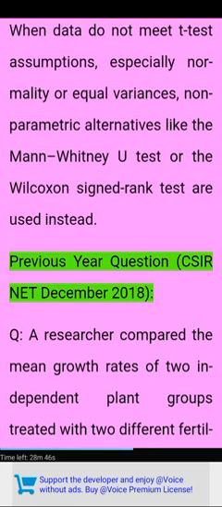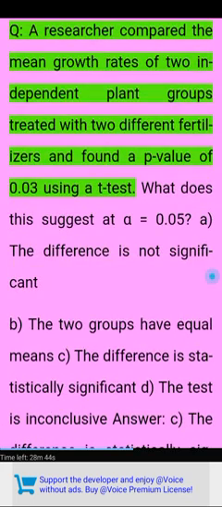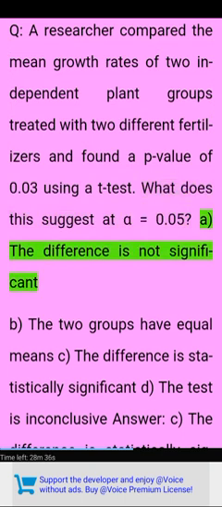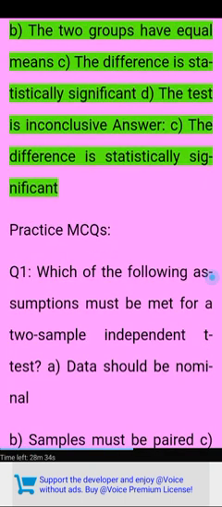Previous year question, CSIR NET December 2018. Q. A researcher compared the mean growth rates of two independent plant groups treated with two different fertilizers and found a p-value of 0.03 using a t-test. What does this suggest at alpha equals 0.05? A. The difference is not significant. B. The two groups have equal means. C. The difference is statistically significant. D. The test is inconclusive. Answer. C. The difference is statistically significant.